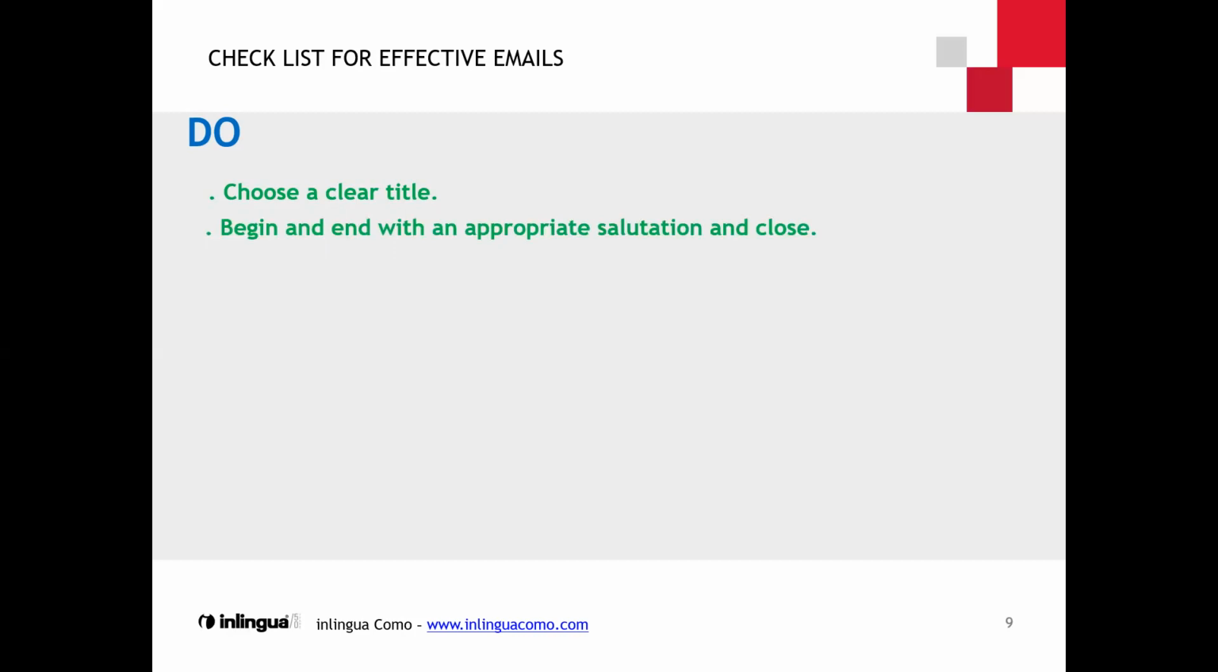The next one, you begin and end with an appropriate salutation and a closing. So, for example, as we said before, "Dear Mr. John" and "Best regards" should always be the correct way of beginning and ending an email. Secondly, adapt your style according to your relationship with the addressee. Of course, you are not going to say "hi" to a boss or to top management. You will probably say, "Dear Mr. blah, blah, blah." So remember that your style has to reflect who you are going to send the email to.